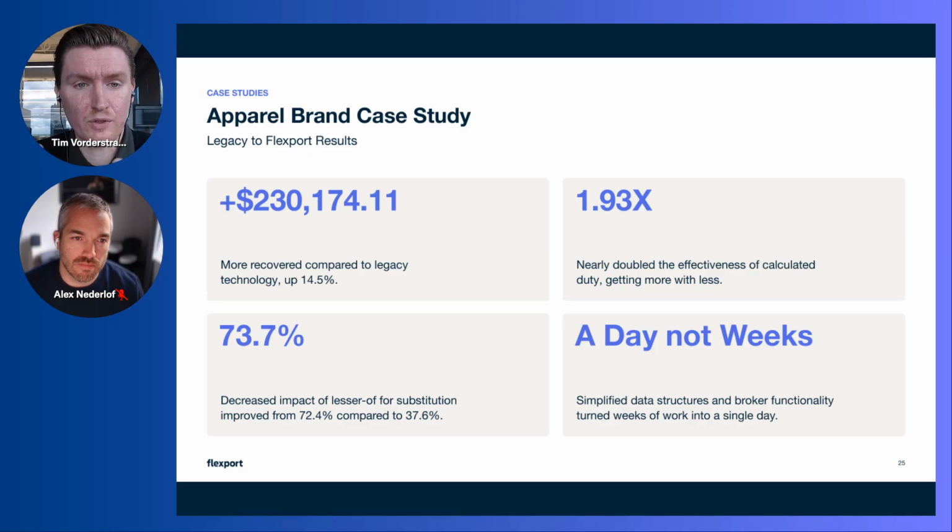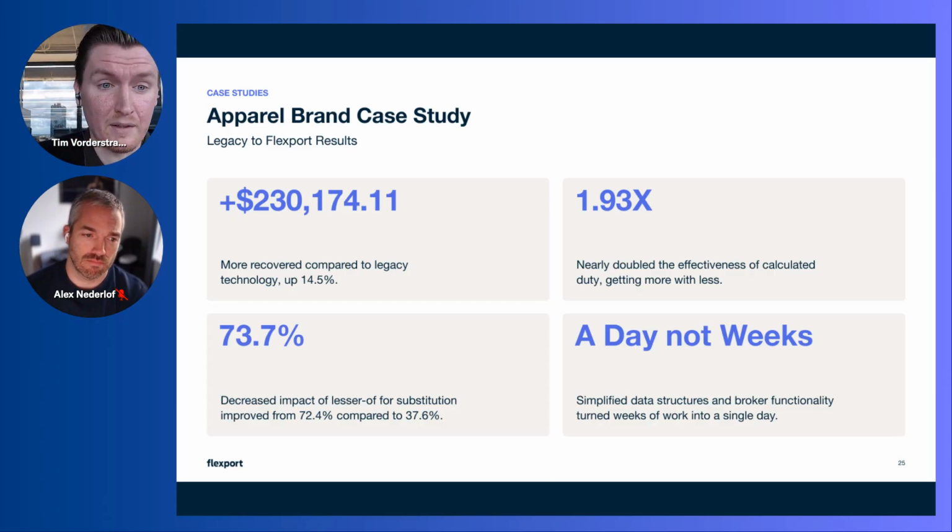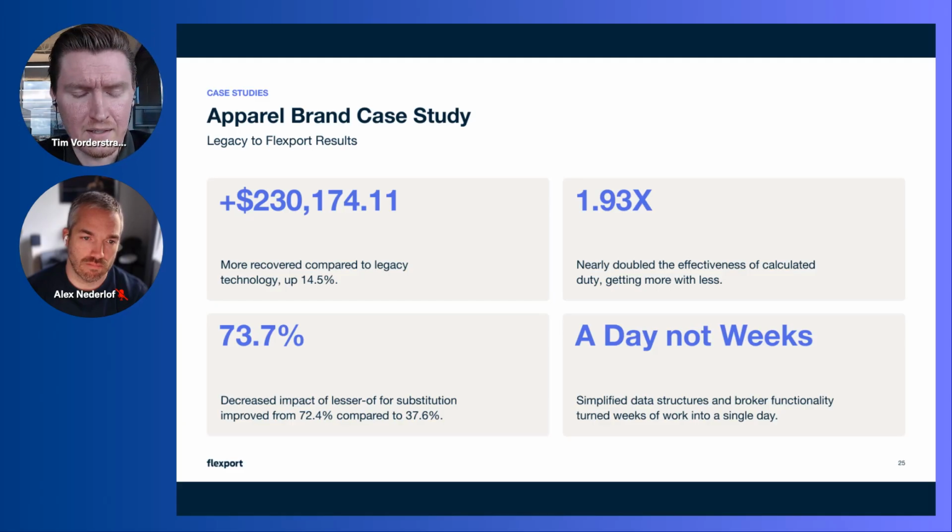And so we're seeing the effectiveness of our software nearly 2x the effectiveness of our designations, reducing the impact of the lesser of by 73.7%. And again, this was able to be done in a matter of a day, whereas through traditional software, legacy software will take a week, or in this case, a little bit more, because of the complexity of navigating all of those different tariff numbers. And there are sets and kits, and then there's different units of measure, and so it becomes a bit of a challenge. And our software navigated that effectively.